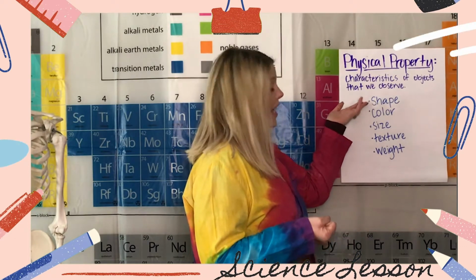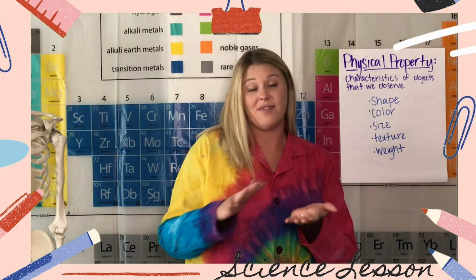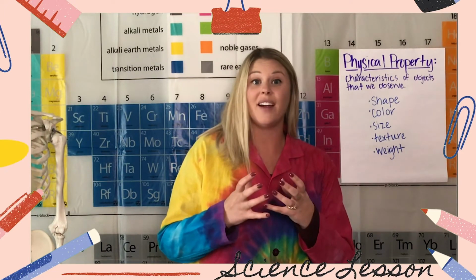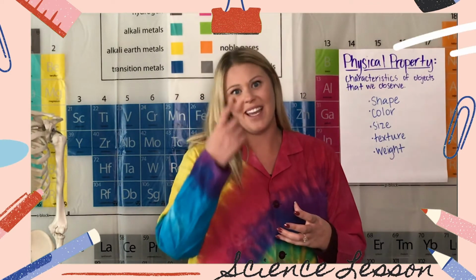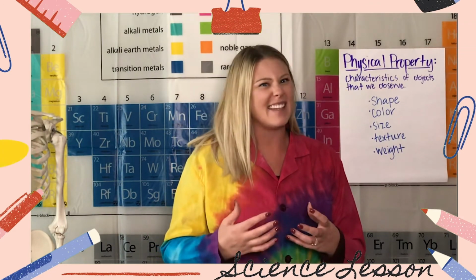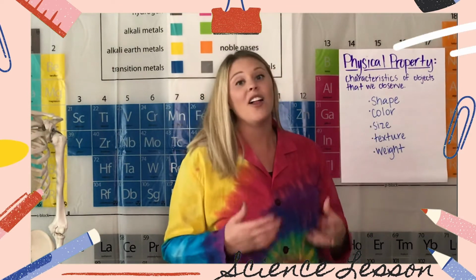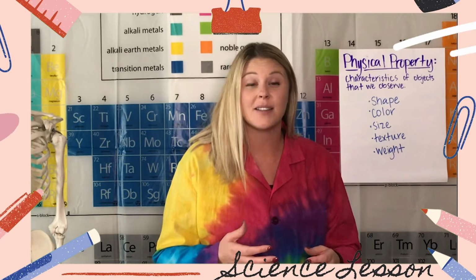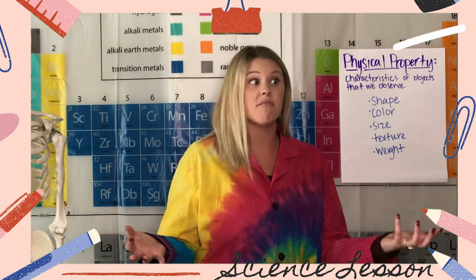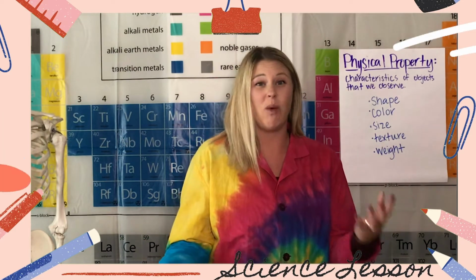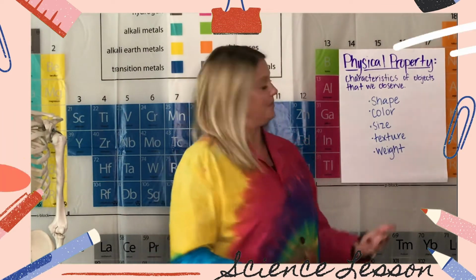Now, the shape of an object could be round, it could be flat, it could be square, it could be rectangular, it could be heart-shaped, it could be star-shaped. You get the idea, the shape of the object. Next is the color. What color is the object? Is it red, blue, orange, gray, brown, black, white? Is it more than one color?